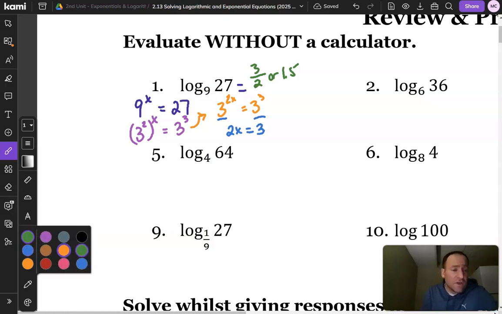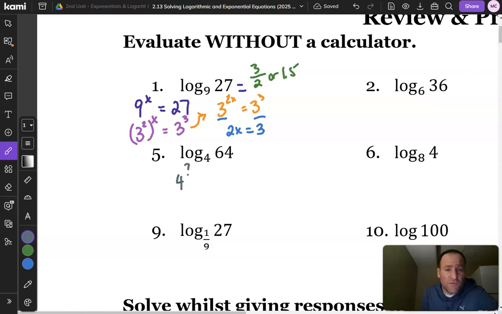Number 5, though, since we can see this one right here, this one is much more reasonable. 4 to the something power equals 64. Well, we know 4 squared is 16. That means 4 cubed is equal to 64.